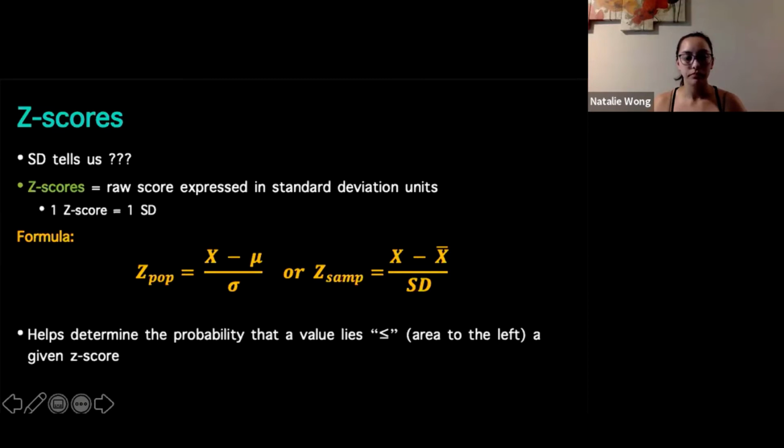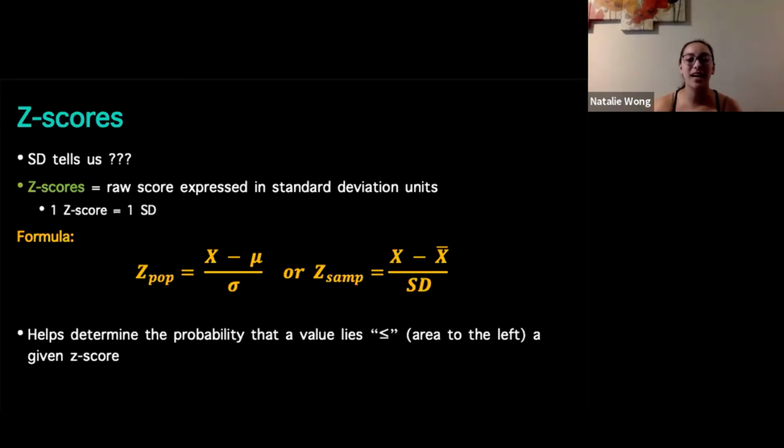Okay. And this is going to determine the probability that a value lies less than or equal to, and I use this term loosely because it's not always going to be less than or equal to, but we're looking at the probability that a value lies to the left, the area to the left of a given z-score. You can tell left is important.